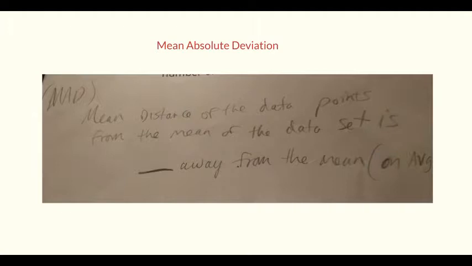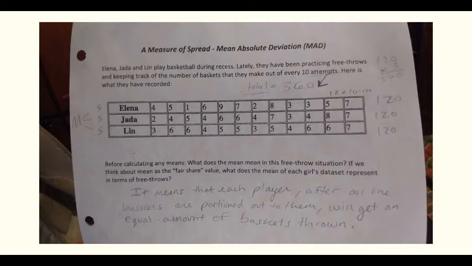So we're going to look at this measure of spread, the MAD, relating to this data set of 3 different people's scores of free throws in basketball. They're making baskets, and they're keeping track of the number of baskets that they make out of every 10 attempts at making a basket. And this is the recorded data.